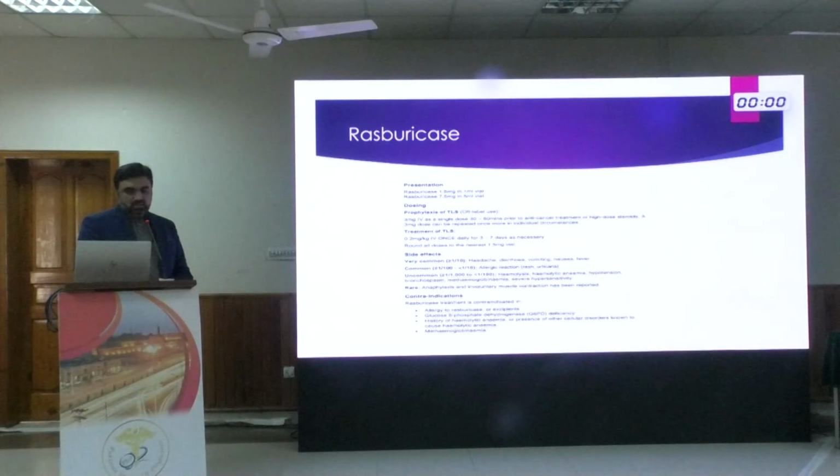In treatment of TLS, once the patient presents with frank TLS, one can go for 0.2 milligram per kg body weight of rasburicase, given IV once daily for 3 to 7 days as necessary. What are the side effects? Very common are headache, diarrhea, nausea and vomiting, and fever. Common are allergic reactions, and uncommon side effects are hemolysis or hemolytic anemia and bronchospasm as well. Contraindications to rasburicase treatment are allergy to rasburicase, G6PD deficiency, methemoglobinemia, or history of hemolytic anemia.